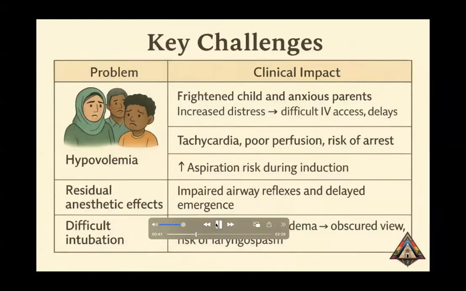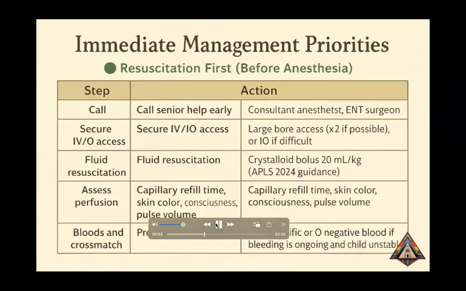There are many problems at once. The child is scared. The parents are worried. The stomach is full of blood. The airway may be hard to manage. The child may be losing a lot of blood. And the last anesthesia may still be working. We must first help the child before giving anesthesia.